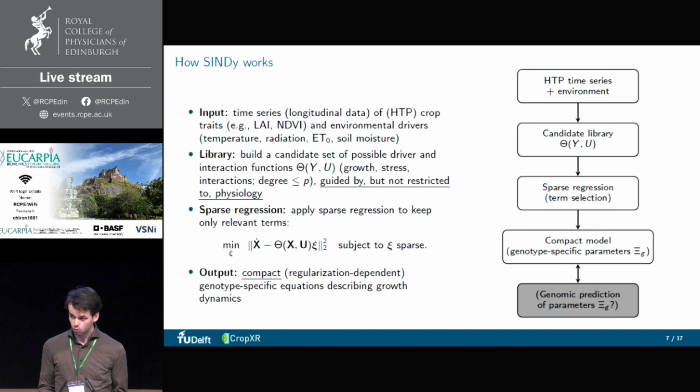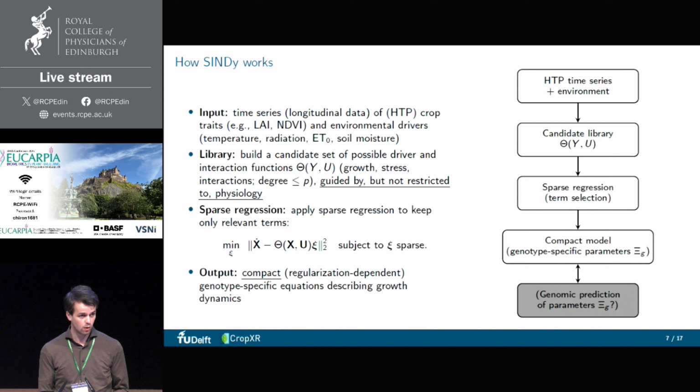And then we construct a library, and this library is actually the most important part, because in this library we store all the knowledge that we have of the system. If we know that certain photosynthetic relations exist, we can put them in the library. But you can also do this in a more data-driven manner. We can construct a polynomial library, include linear terms, quadratic terms, interaction terms. We can basically include everything that might be relevant. It doesn't have to be relevant, but just whatever we think could be relevant.